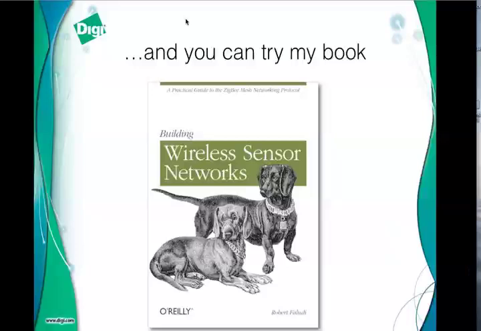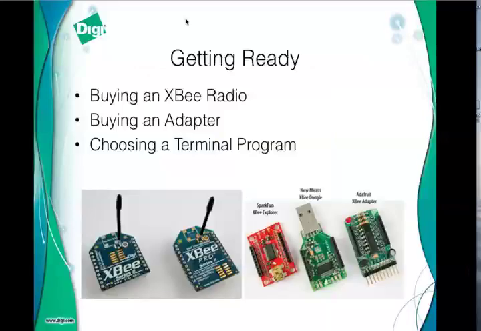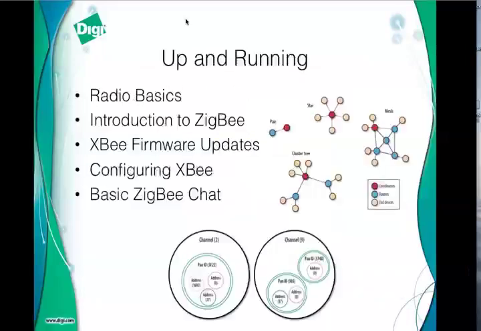The book, by the way, goes right from the beginning, how to get ready dealing with XBee radios, shows you all the basic parts you need. And then it moves on to the fundamentals of radios, and it introduces XBee and ZigBee, and you've got a 2-node configured network right by the end of chapter 2.